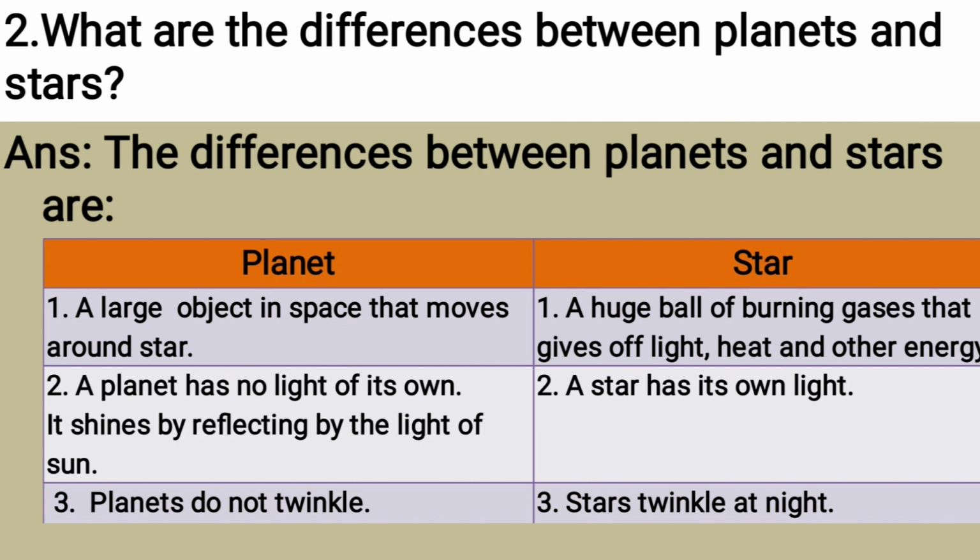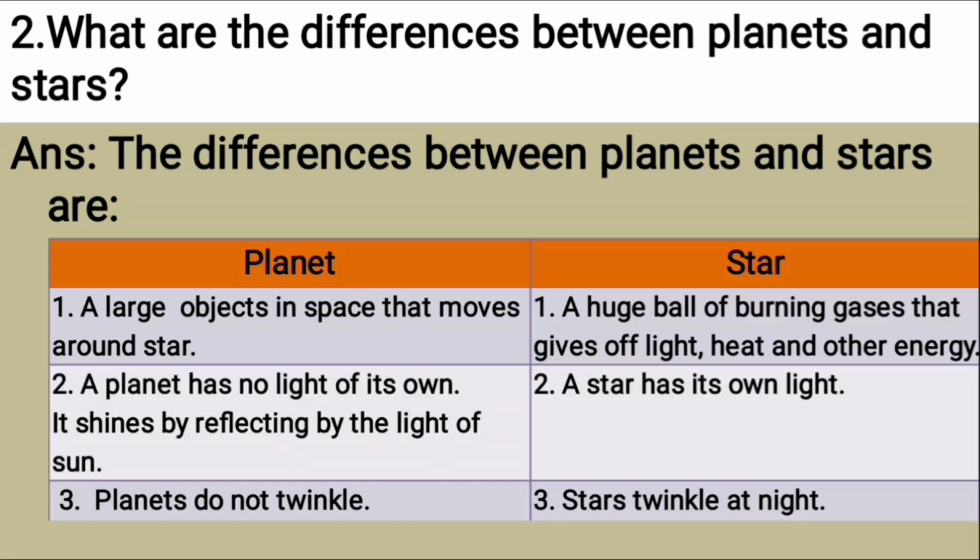Then, number 2. A planet has no light of its own. It shines by reflecting the light of the sun. Number 2. A star has its own light. Planets do not have light, but stars have their own light. Number 3. Planets do not twinkle. Stars twinkle at night. And at night, when we see the sky, we can see lots of stars, right, my dear?